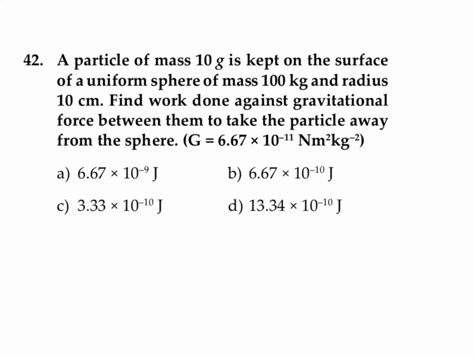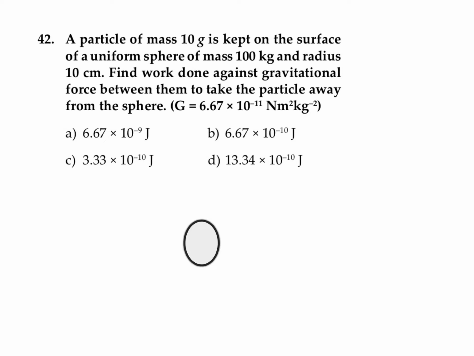In this question, it is given that a particle of mass 10 gram is kept on the surface of a uniform sphere of mass 100 kilogram and radius 10 centimeter. Find the work done against gravitational force between them to take the particle away from the sphere. So this question is related to the concept of escape velocity.